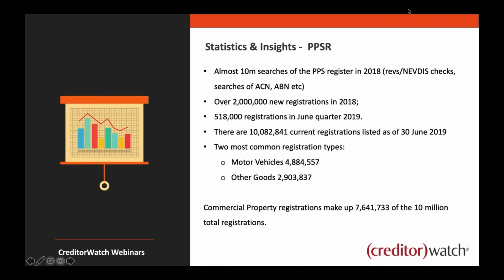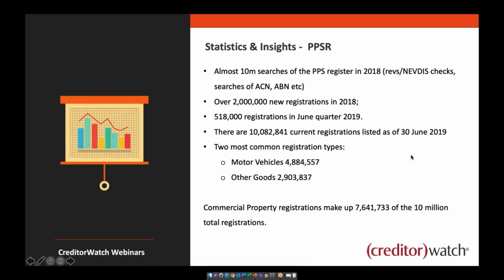So just some statistics and insight into PPSR itself. There were almost 10 million searches of the PPSR in 2018, and that included the REVS and NEVTIS checks on vehicles, searches of ACNs and ABNs to look at encumbrances or security interests between businesses and companies. There were over 2 million new registrations in 2018. And what I found interesting, certainly looking at statistics recently, is that we're going to exceed that number well and truly in 2019. In the June quarter alone, there were 518,000 new registrations.